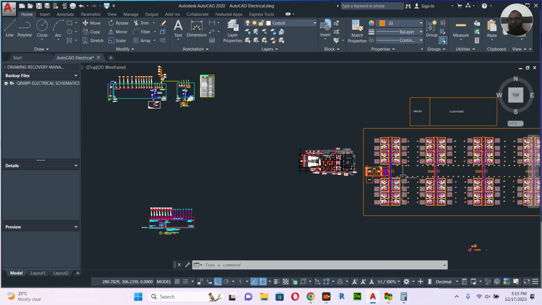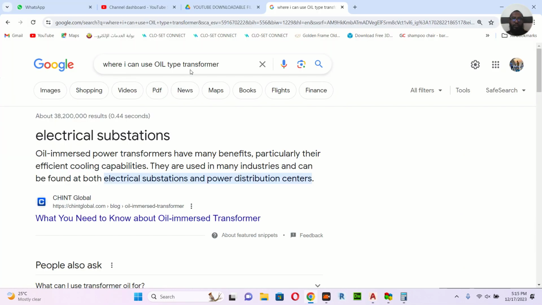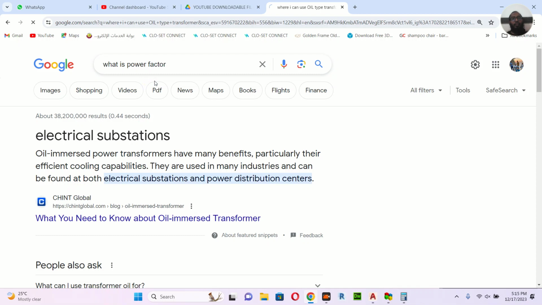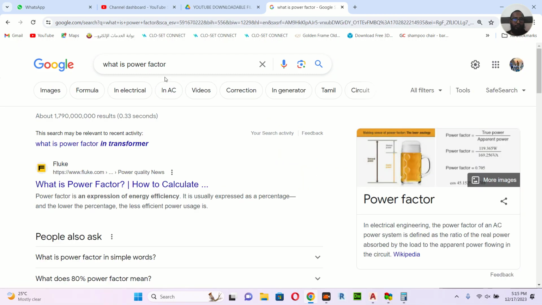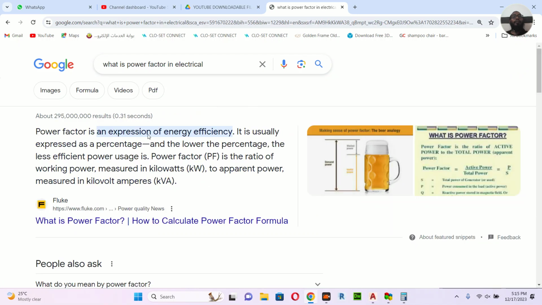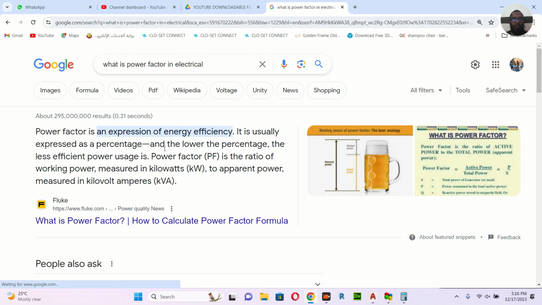Yeah, that's all. So let's go to the power factor. What is power factor? Power factor is an expression of energy efficiency. It is usually expressed as a percentage, and the lower the percentage, the less efficient. Power factor is the ratio of working power, measured in kilowatts, to apparent power, measured in kVA. So it will control the power.